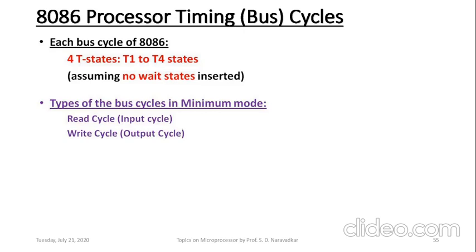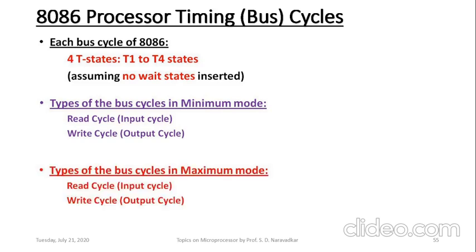Now the types of bus cycles in the minimum mode: read cycle, that is also called the input cycle, and write cycle is the output cycle. Read cycle means the processor performs a data read operation from the external memory device or external I/O device. So data is input towards the processor. That's why it is the input cycle. Similarly, write cycle means the processor sends out some data to an external device, memory or I/O device. It means that the processor actually outputs data to memory or I/O device. That's why it is also called the output cycle here.